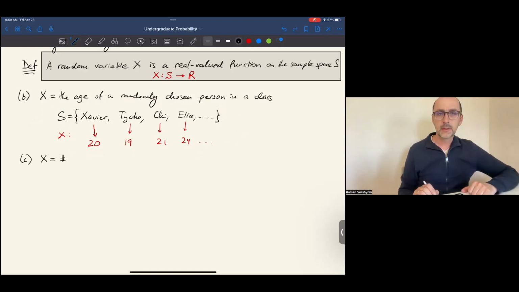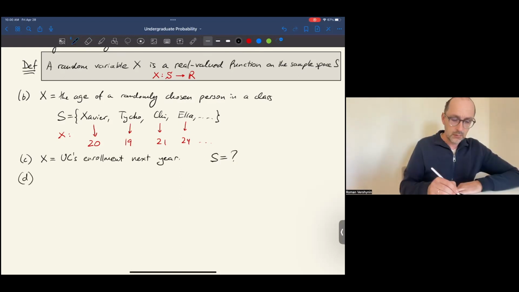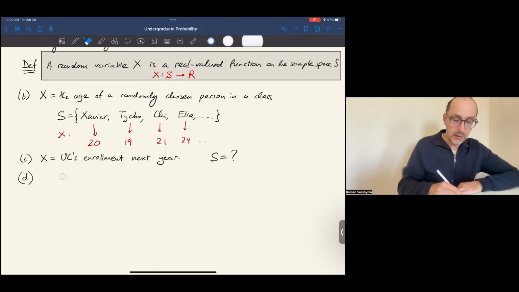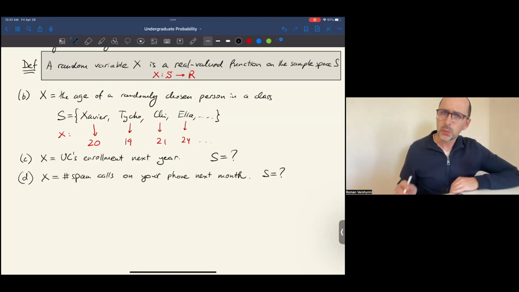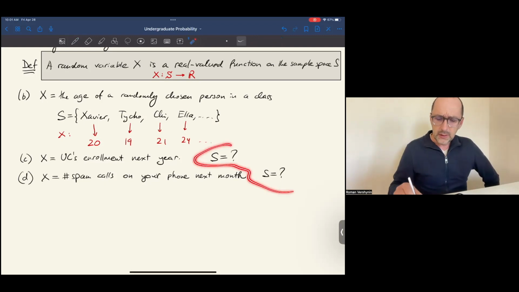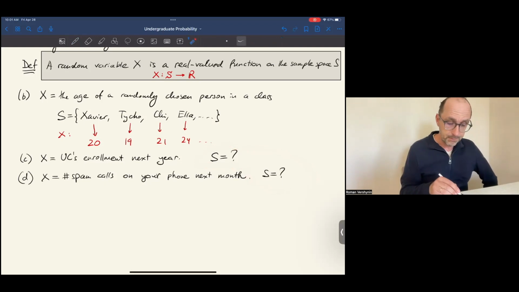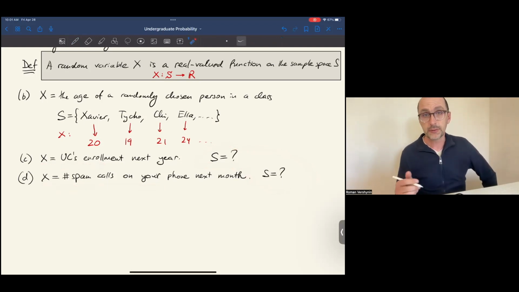Another example. Let X be the number of enrolled students at the University of California next year. Here it is difficult to describe the sample space. Another example is the number of spam calls on your phone next month. Again, it's not clear what the sample space here is. It's probably the space of all possible decisions of the spam callers. I do not know. It is a common situation that the sample space is hard to describe, but a random variable is simple to describe.